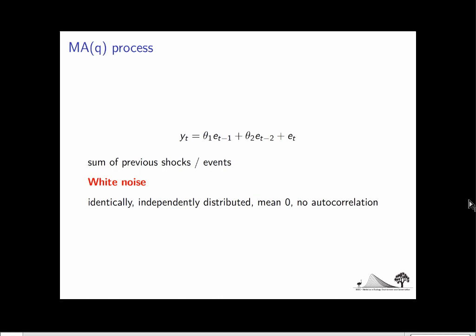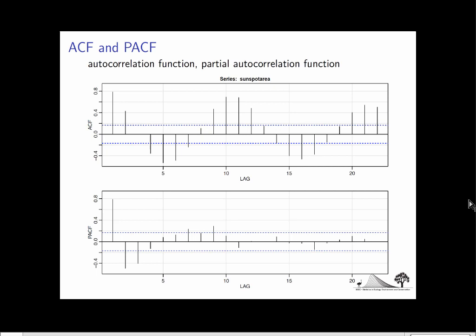Okay, white noise. So two very useful functions to look at this are the autocorrelation function and the partial autocorrelation function. So this is called a sunspot data. We're measuring the autocorrelation at different lags, and the partial autocorrelation on the top one.